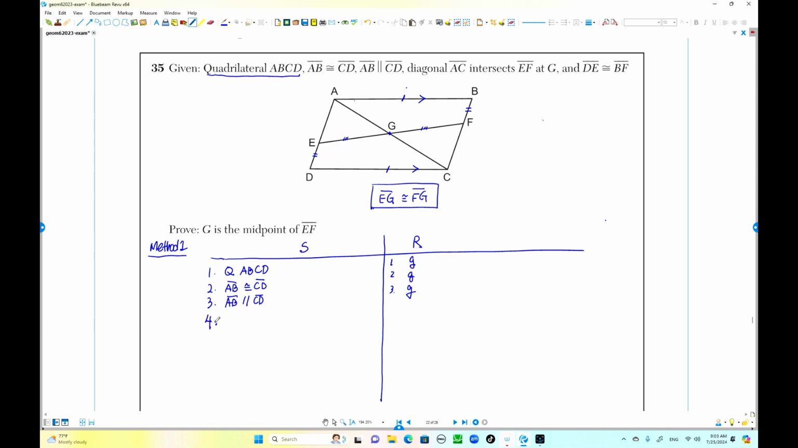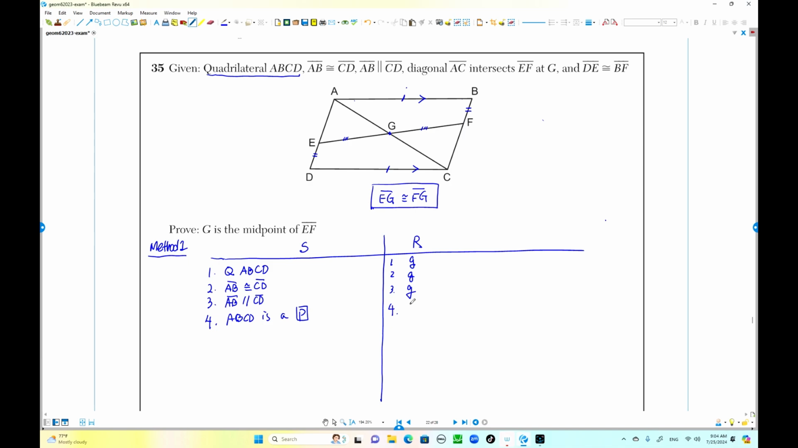From 2 and 3, we can conclude the quadrilateral ABCD is a parallelogram, if we know the property. Over here, ABCD is a parallelogram. What's the reason?